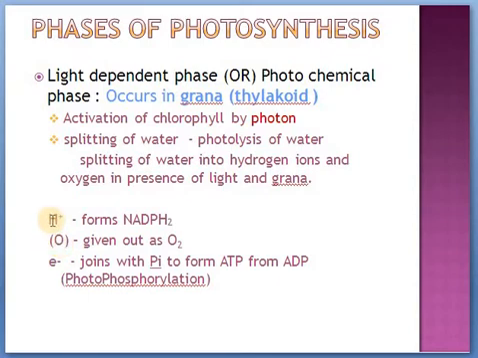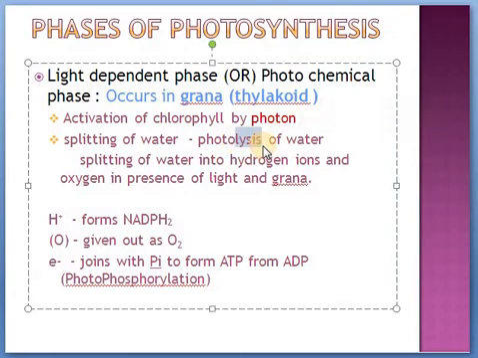So H plus will be formed, O will be formed, and also E minus, electrons, will be formed. These are the products of photolysis of water. What is photolysis of water? Splitting of water. Photo means light. Lysis means killing. I keep saying this in all the classes from grade 8. So photolysis is when, in the presence of light, water is broken into its components: H plus, E minus and O.